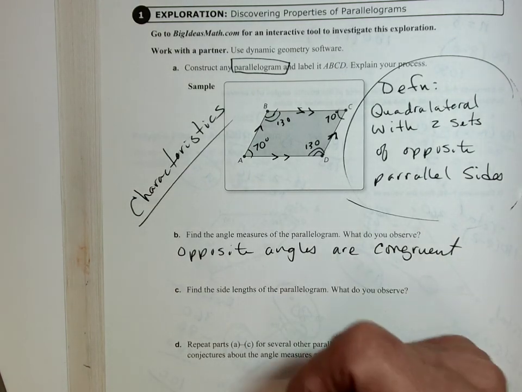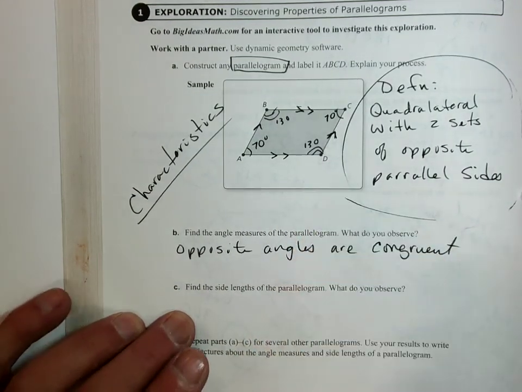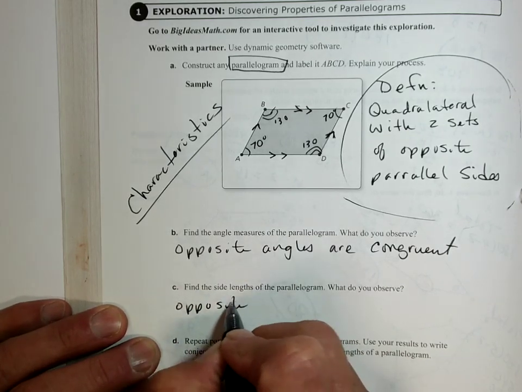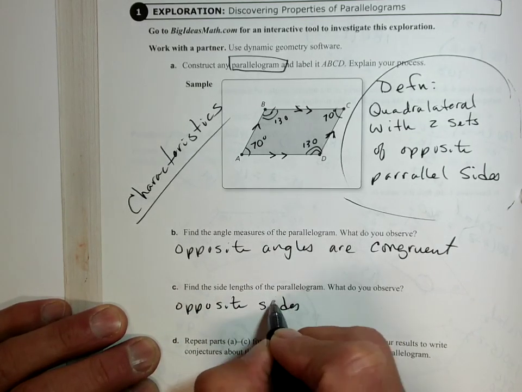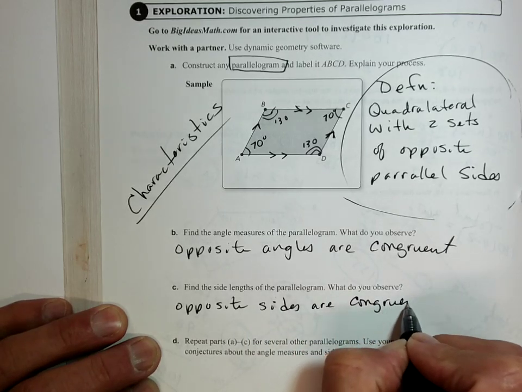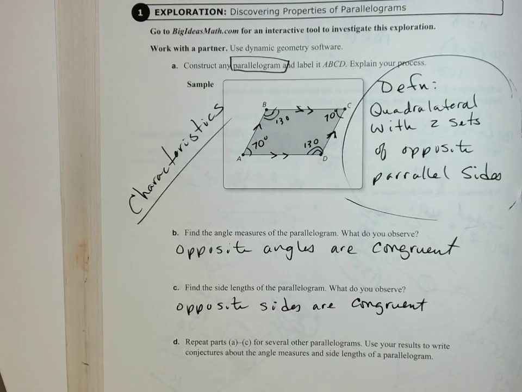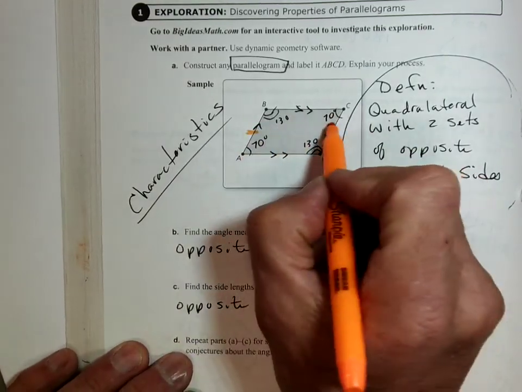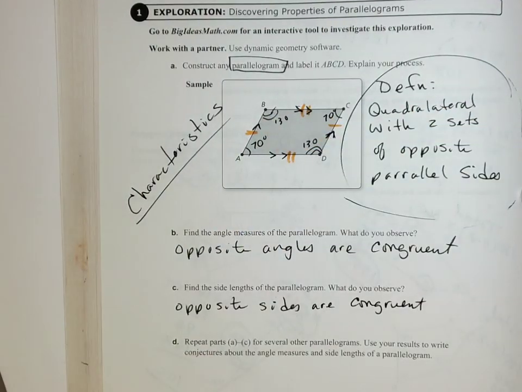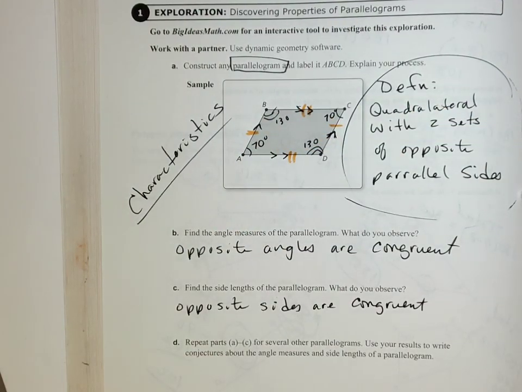Okay, now it talks about the lengths. We also know that opposite sides are congruent. Okay, so I know that this side is equal to this side in length, and this side's equal to this side in length. That's pretty easy, right? And we already knew that. I mean, these are just characteristics we already knew.